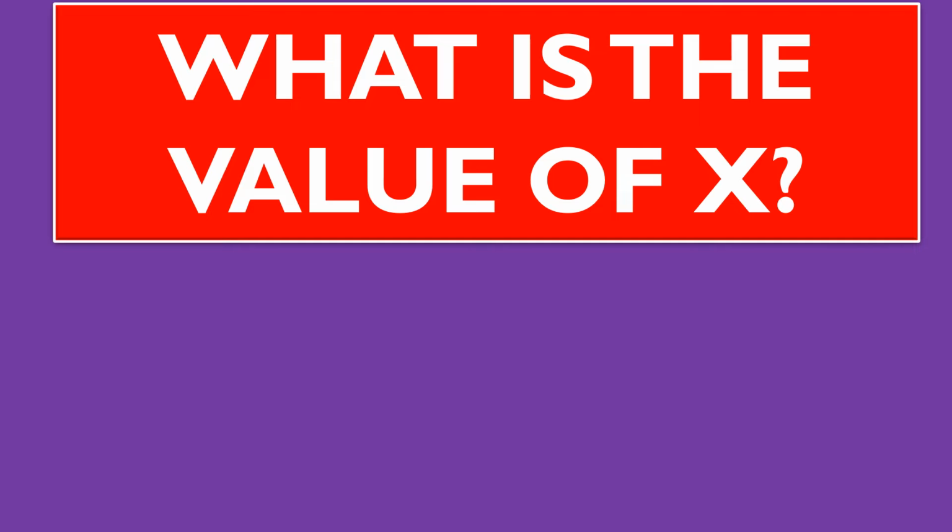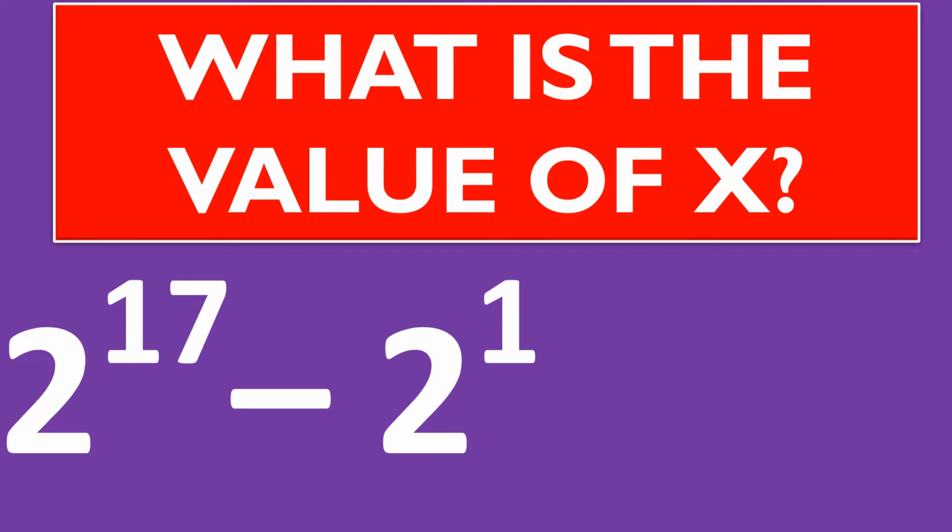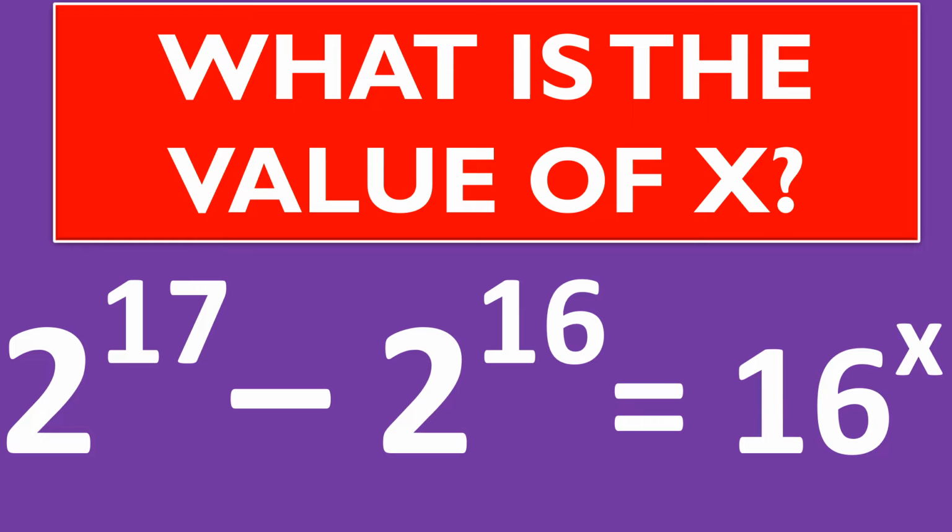Today we will be solving for x. We have 2 raised to the power of 17 minus 2 raised to the power of 16 equals 16 raised to the power of x. So we will be solving for x, the x value that makes this solution possible.